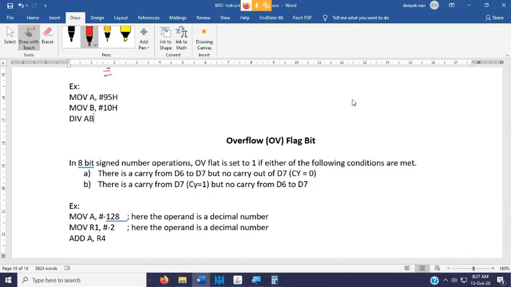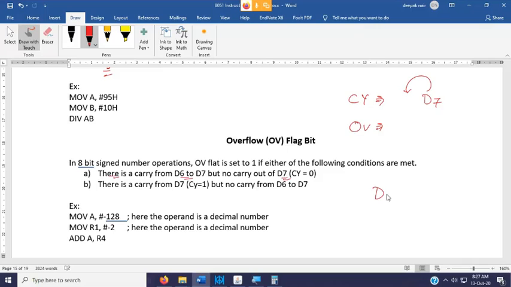Now carry flag will be generated only when a number overflows from d7 to any upper bit, whereas overflow flag has its own different condition. So overflow flag can be set under two different conditions. One is when there is a carry from d6 to d7. Remember, there is a carry from d6 to d7 but no carry from d7.